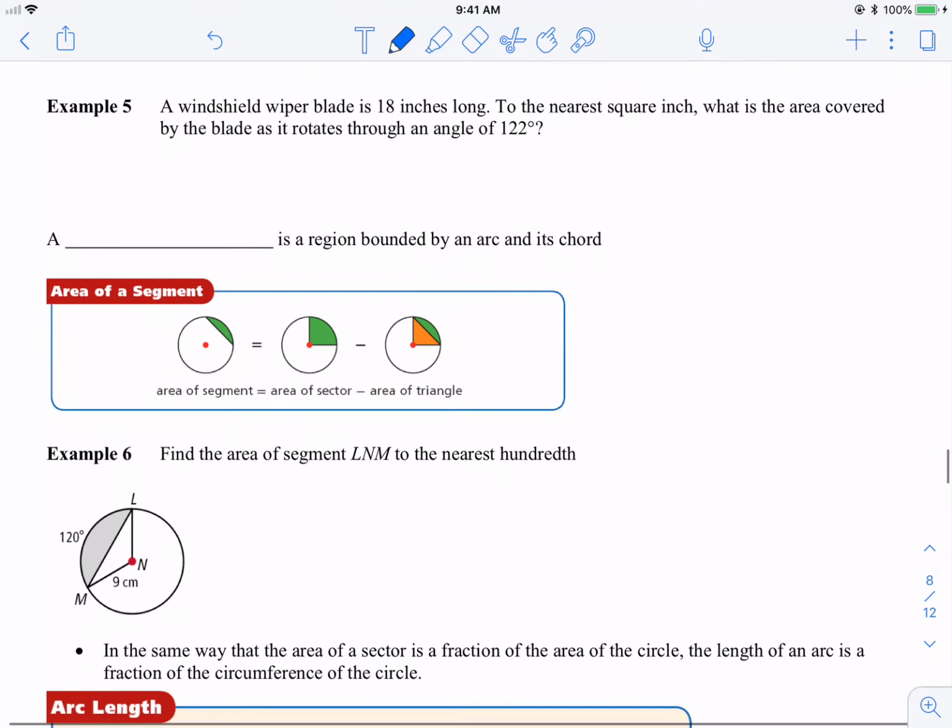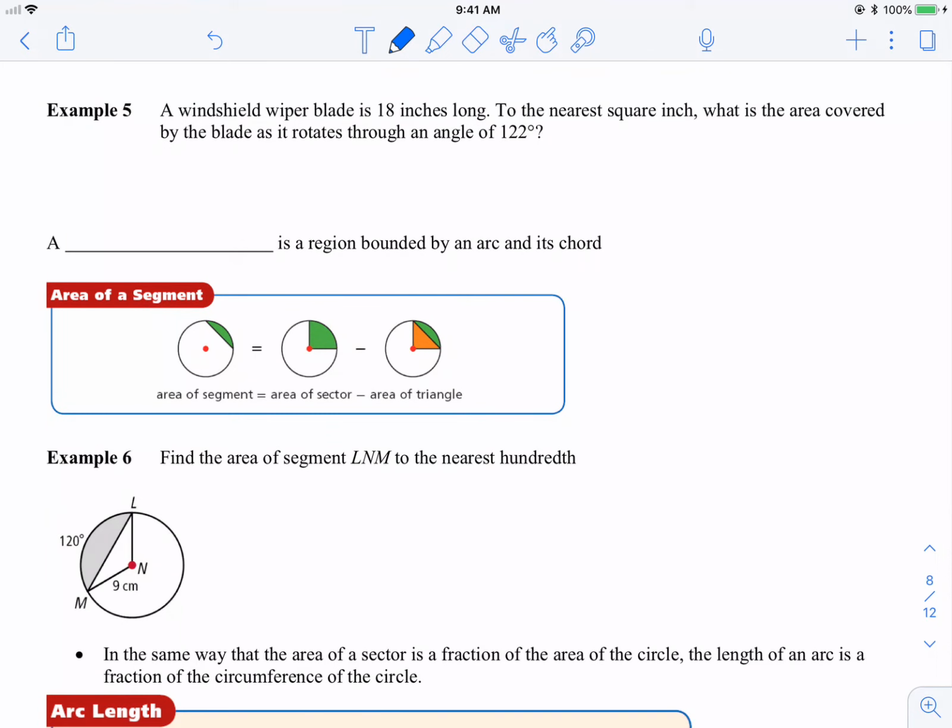Let's also take a look at example 5, a little bit of an application problem here. We're told that a windshield wiper blade is 18 inches long, and to the nearest square inch, what is the area that is covered by the blade as it rotates through an angle of 122 degrees? So think about this. We have a wiper right there. It's 18 inches long, and that's going to rotate through an angle that is 122 degrees. Maybe not the best picture here. This might not be a 122 degree angle, but we can go with this to find this sector area.